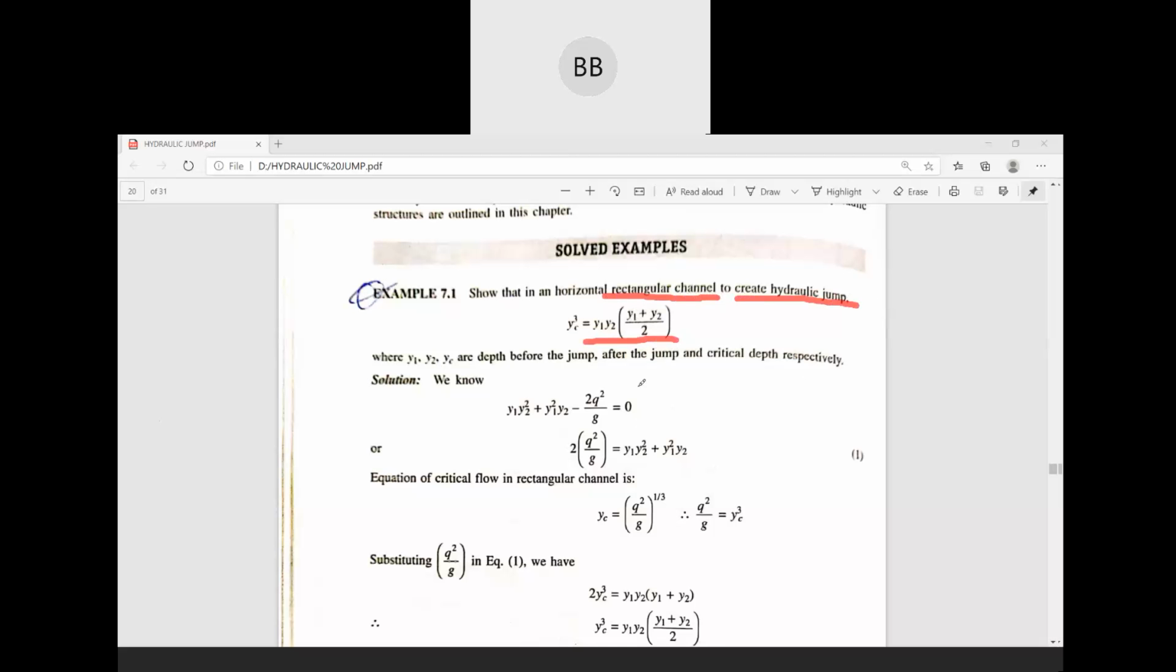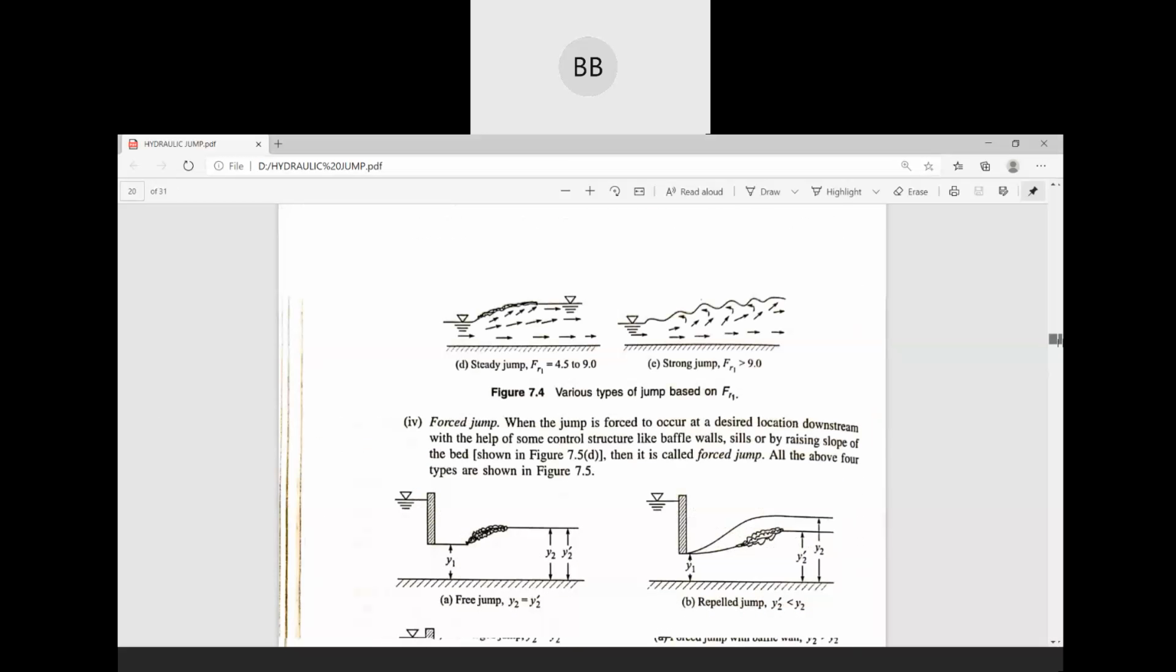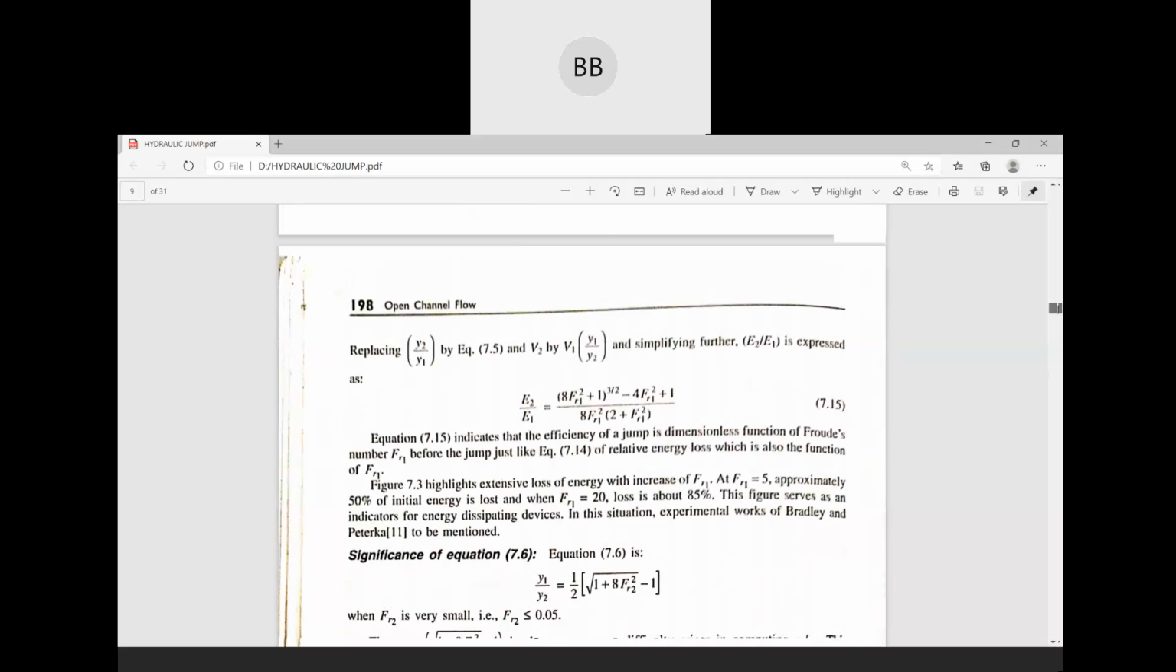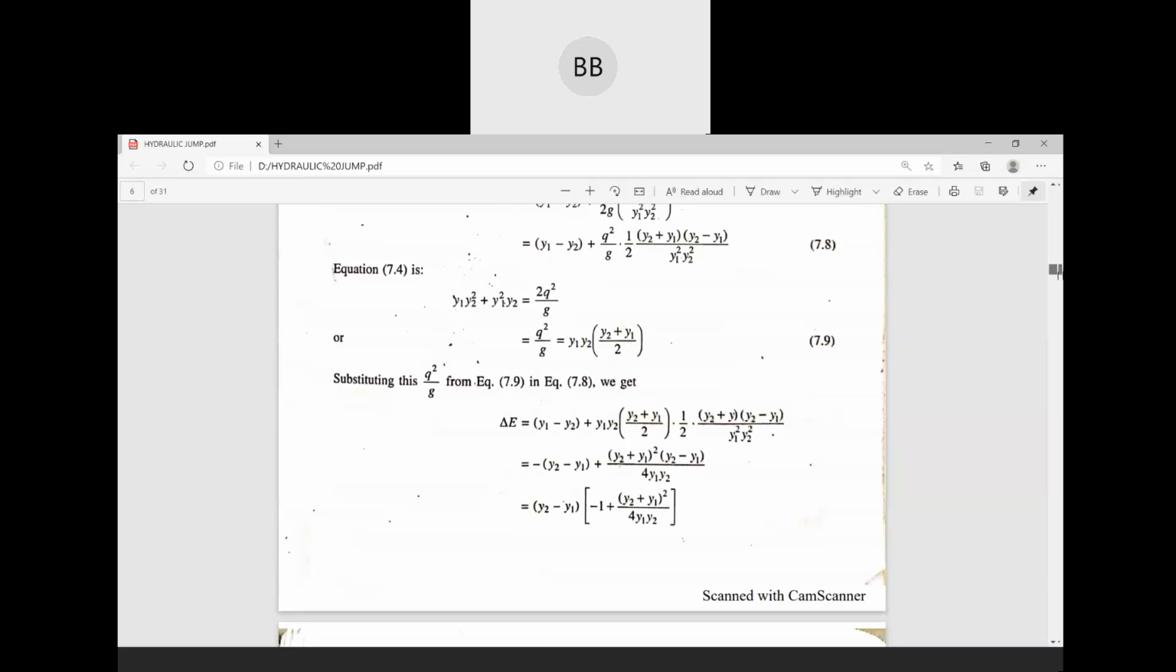So what we are going to do, we first consider this equation. If you remember, we have already derived this equation for deriving the relationship between y1 and y2. I'll just show you the expression. So this is your loss of energy in jump.